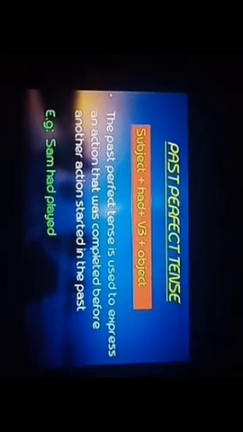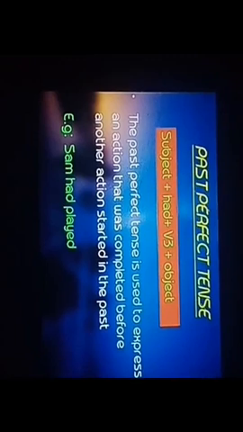So the use of past perfect is that when an action is completed before a given moment in the past, we use past perfect tense, and we make it with the subject plus had, then the past participle, and then the object. Here is the example: Sam had played.